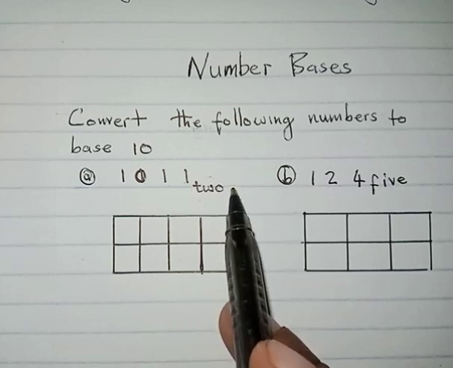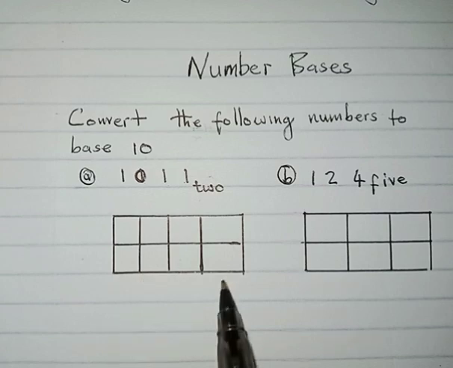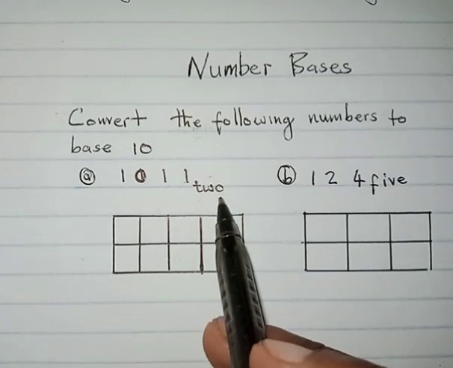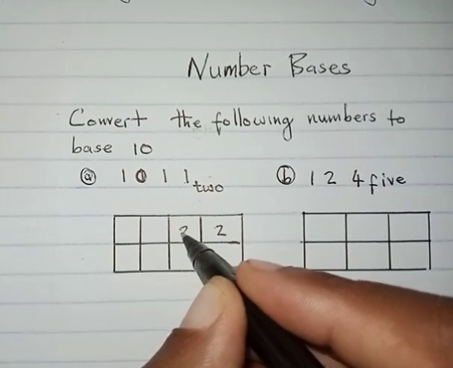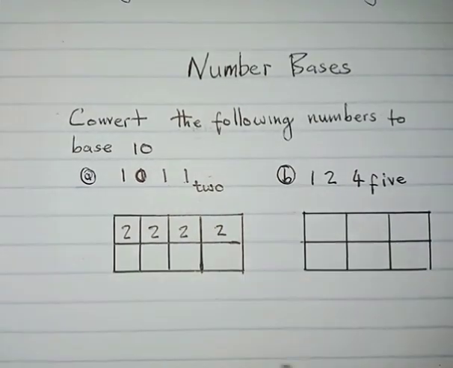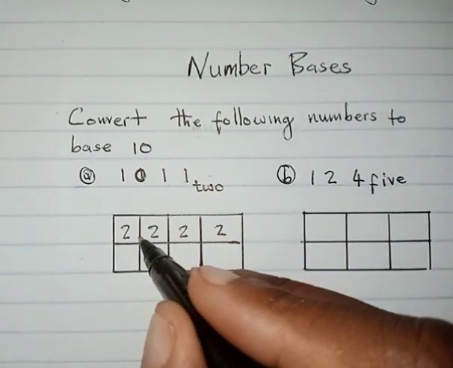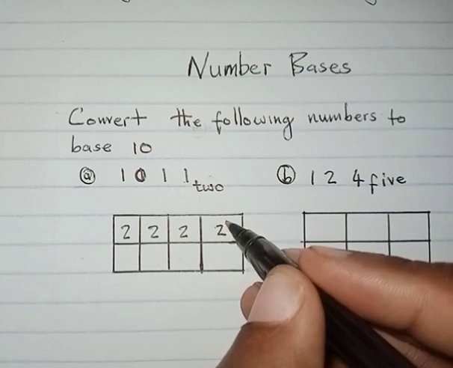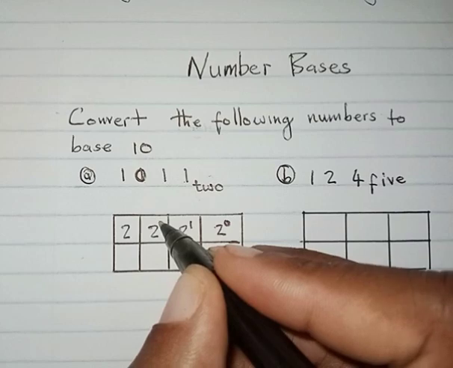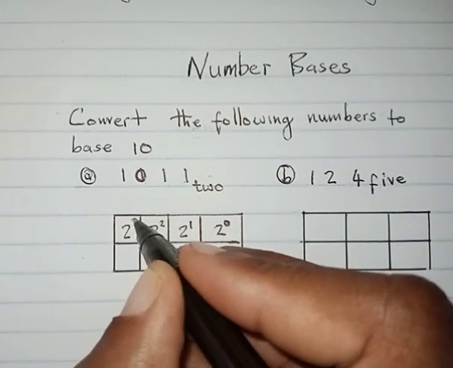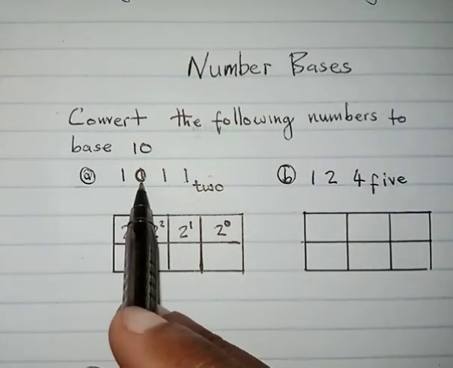Now let us convert the number 1011 from base 2. The first thing that we must do is to draw a grid like this. Since we are given base 2, I'm going to write the 2 throughout the boxes. Then for the 2 which I have included in the boxes, we start adding the powers. The smallest power is 0, followed by power 1, then power 2, then power 3. Once we do that, we copy the number which has been given.